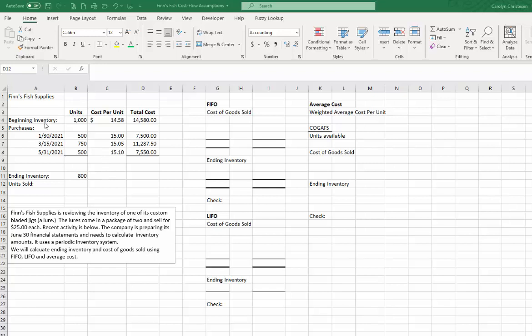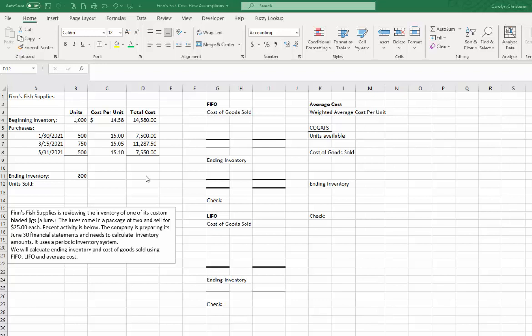So it looks like it's from January until June 30th, because they're preparing financial statements as of June 30th, and they use a periodic inventory system. Remember, periodic inventory system means that they only change their inventory records at the end of a period. They don't do it every time they have a purchase or a sale.